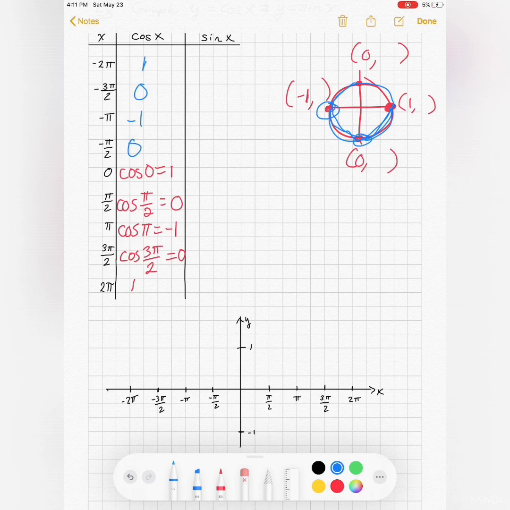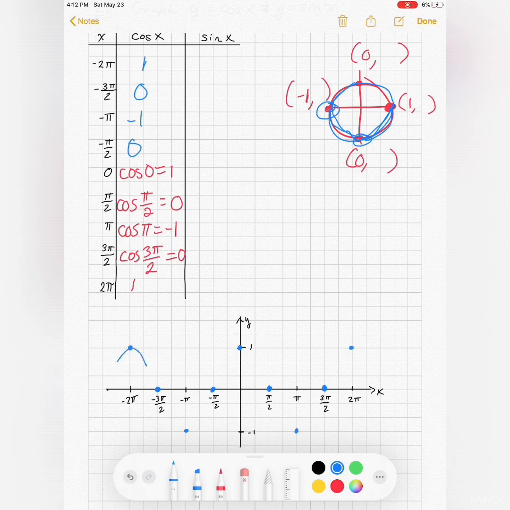So I have, let's see, negative 2 pi, comma 1, negative 3 pi over 2, 0, negative pi, negative 1, negative pi over 2, 0, 0, 1, pi halves, 0, pi, negative 1, 3 pi over 2, 0, 2 pi, 1.